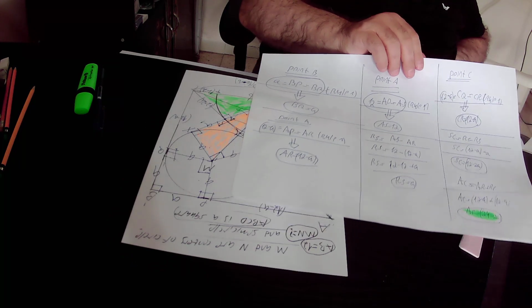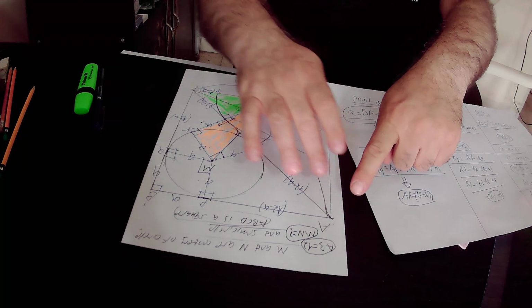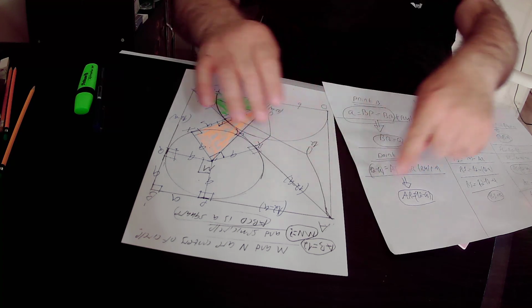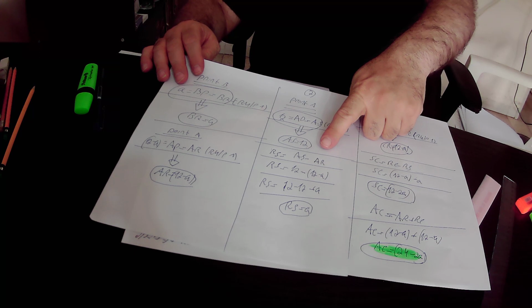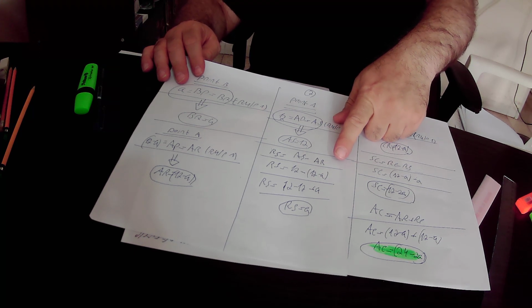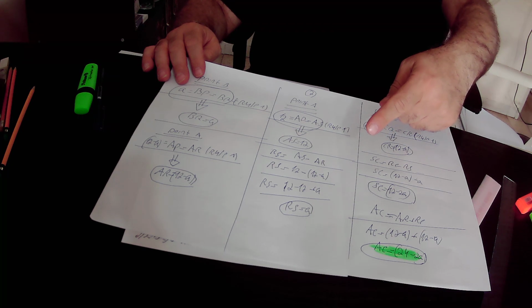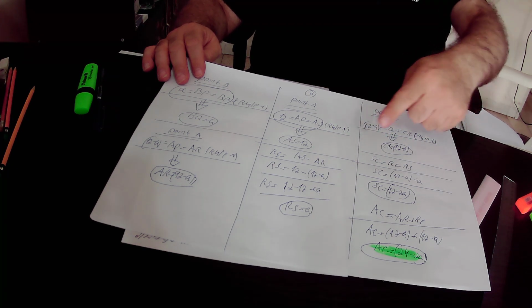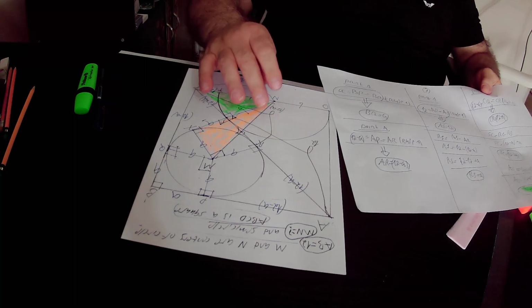So what is the length of RS? From the drawing you can see that RS equals AS minus AR. AS equals 12, AR equals 12 minus A, so RS equals 12 minus 12 plus A, because minus and minus is plus. So we found out that RS equals A.